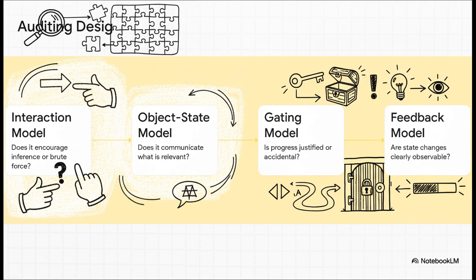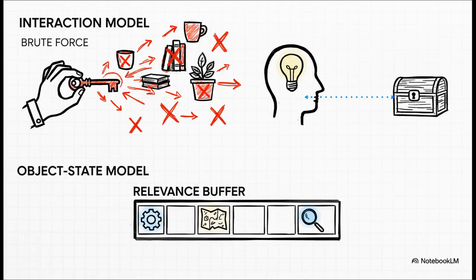Number 1, the interaction model. 2, the object state model. 3, the gating model. And 4, the feedback model. It's all about how you interact, what the objects do, what's blocking you, and how the game lets you know what's going on. Okay, let's break down those first two.